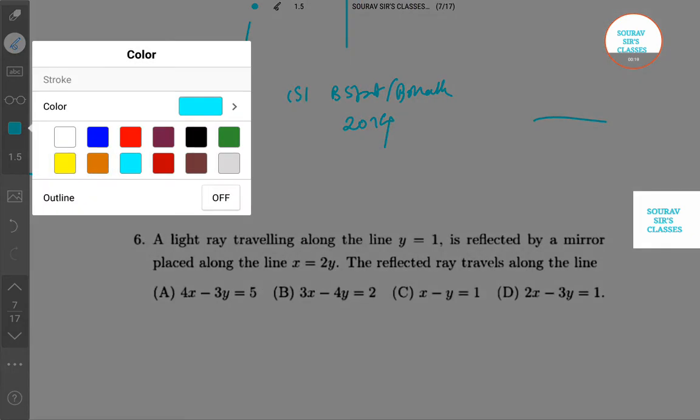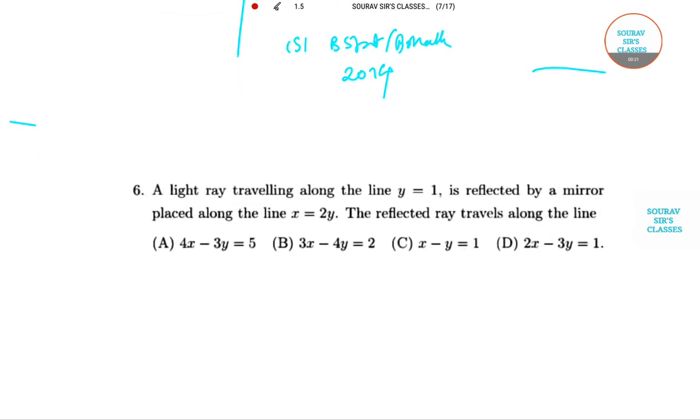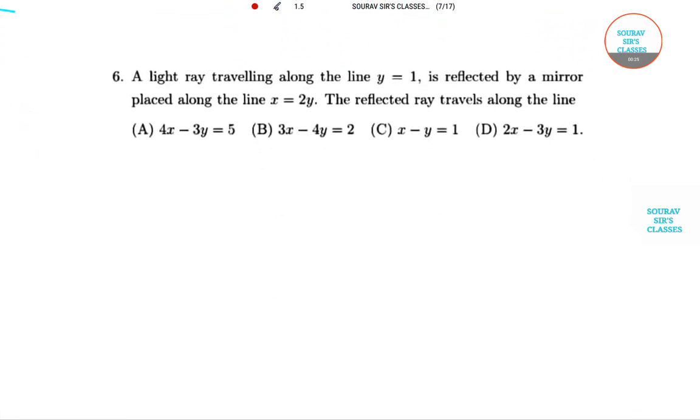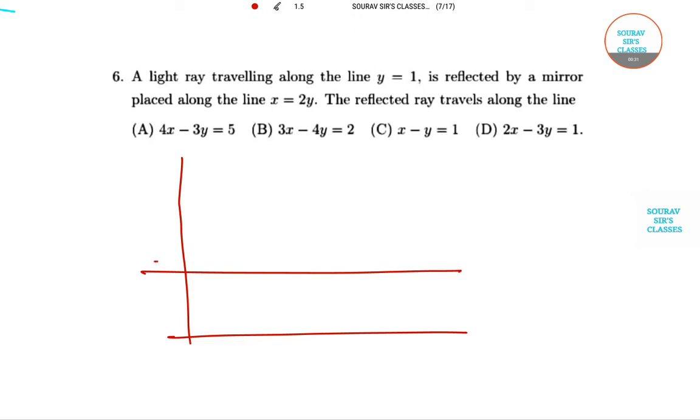So what is this question all about? It's about a ray of light traveling along the line y equal to 1. Let me draw it first. So y equal to 1 is this. This ray is traveling like this at y equal to 1, and it's reflected by a mirror placed along the line x equal to 2y.